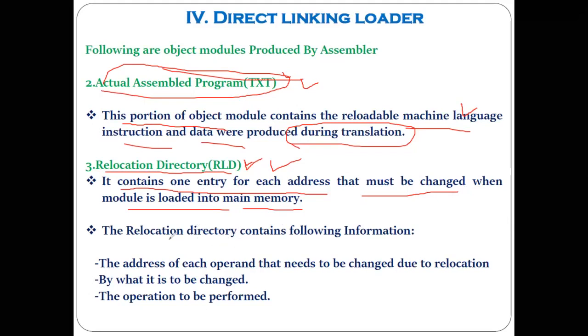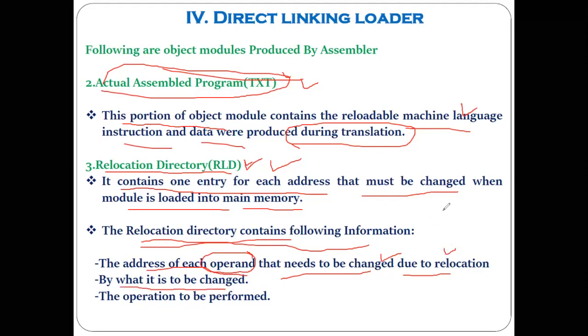Specifically, the relocation directory contains the following information: the address of each operand that needs to be changed due to the relocation. An operand is nothing but your data. So the specific address of a particular instruction or data that needs to be changed during the relocation. Then, by what is it to be changed?